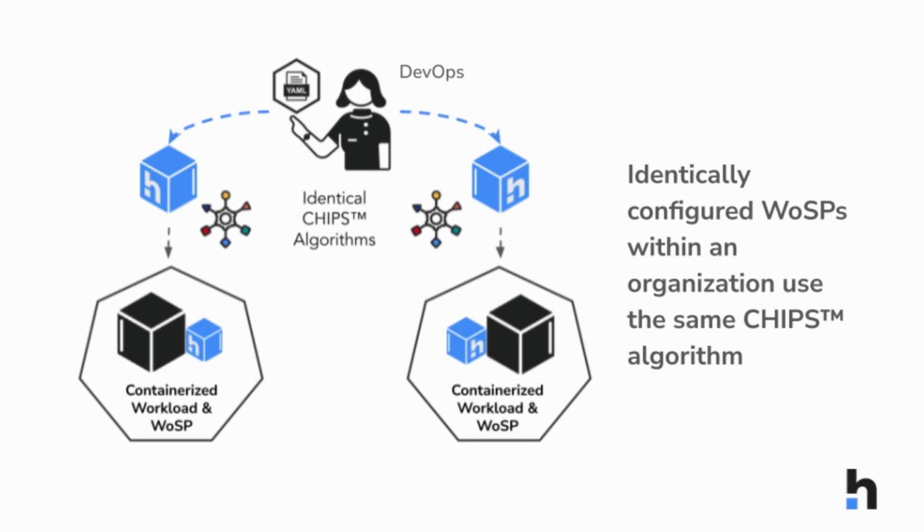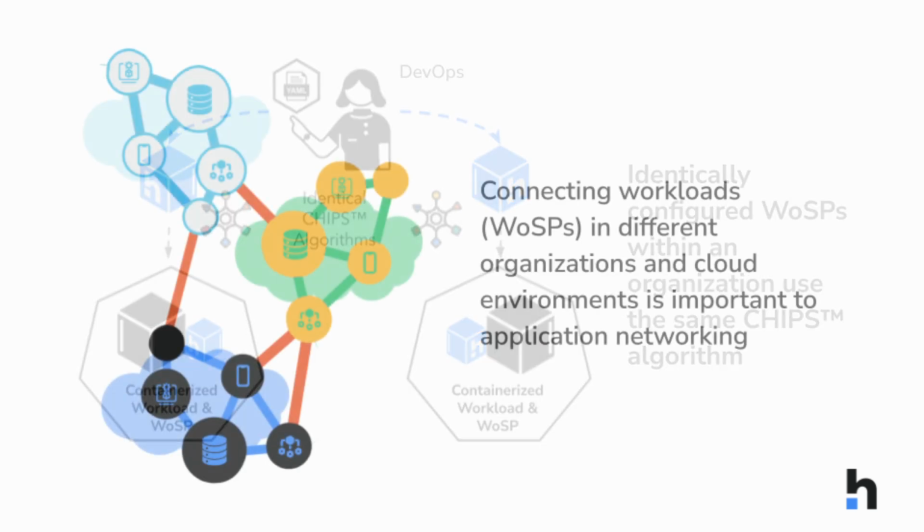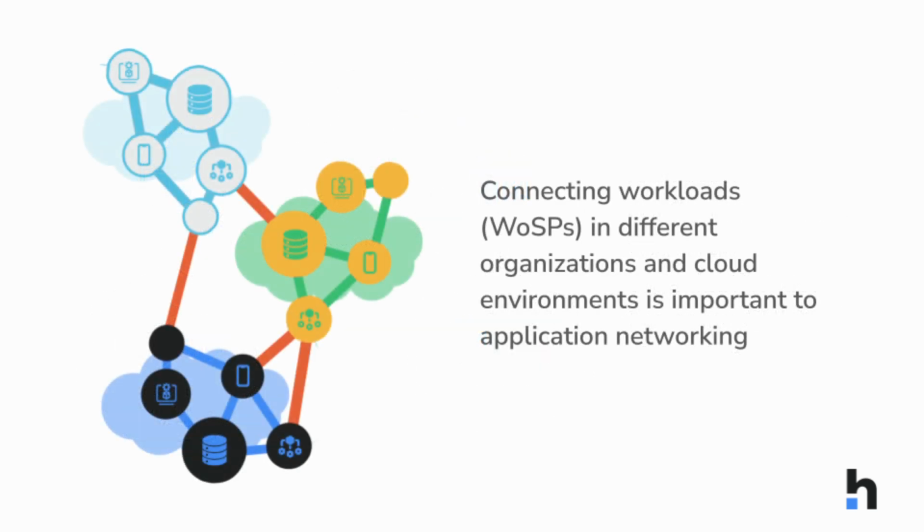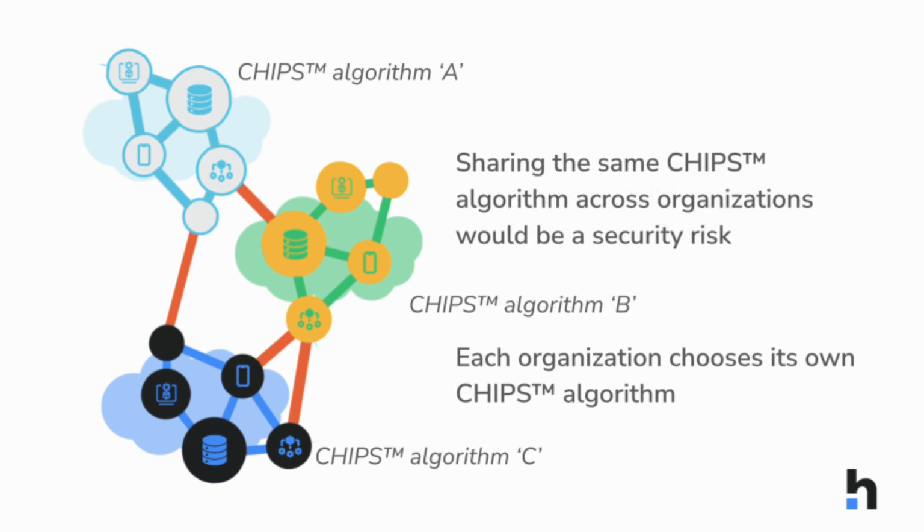Up to this point, I have discussed advantages and benefits that exist when two WoSPs are configured to use the same chip's algorithm, which happens when DevOps configure them at deployment and run their CI/CD pipelines within a single organization. But application networks also involve workloads operating in different organizations. For example, banking application workloads and API endpoints share data with third-party credit card payment processors. Sharing the same chip's algorithm among these organizations would be a security risk. An attack on one organization could impact all of the other organizations in the ecosystem. Each organization should use its own chip's algorithm and not share it with others.